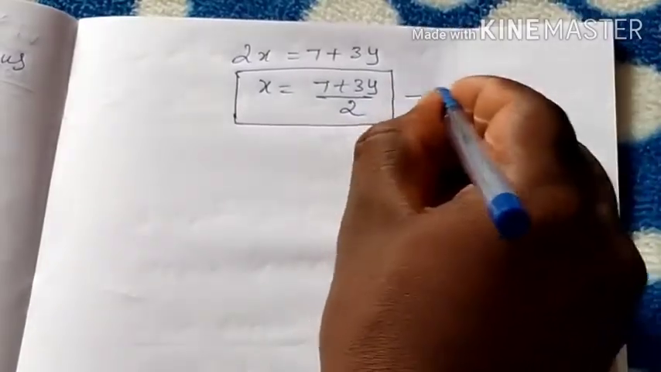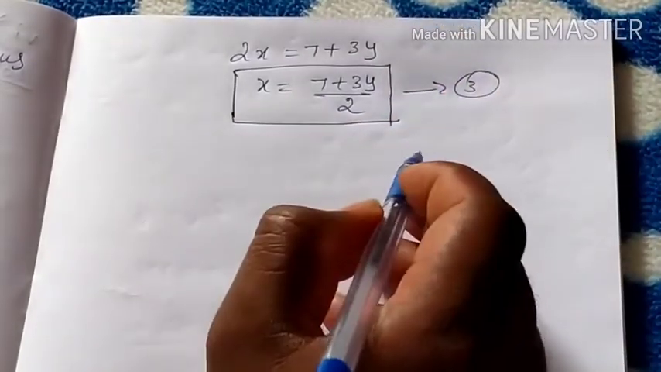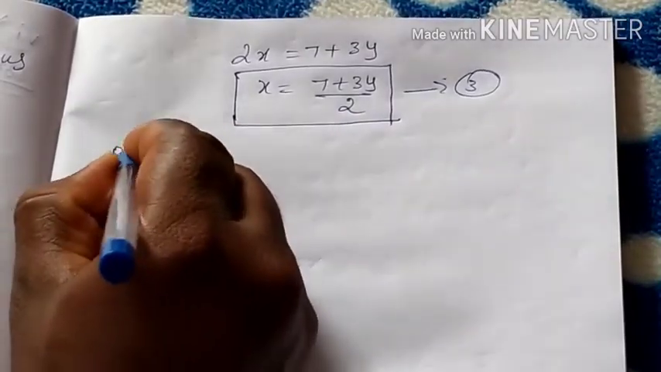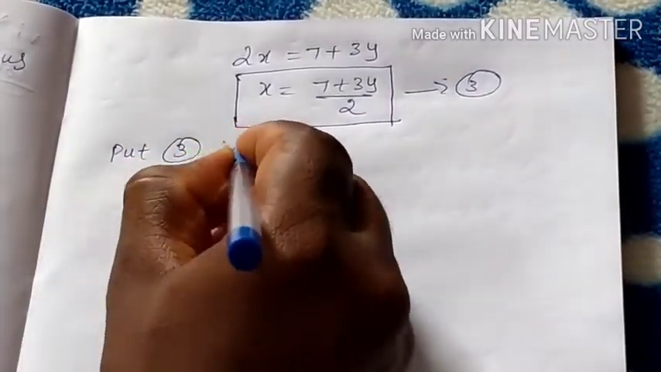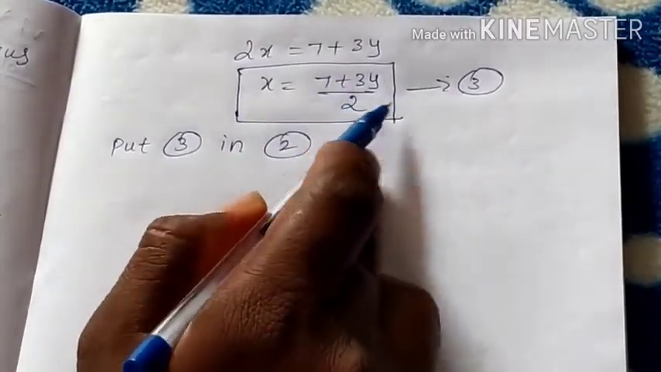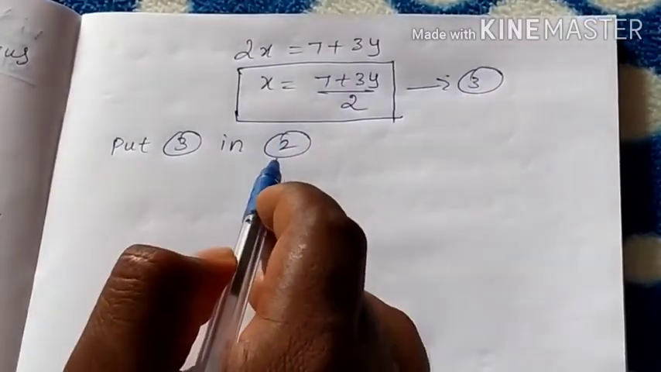This is equation number 3. The first two equations are already given. So this is the number 3 equation. Put 3 in 2, because the first equation is already simplified. So put 3 in the second equation.